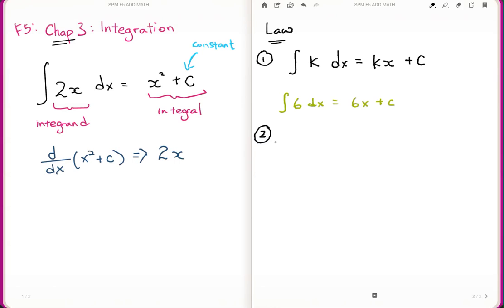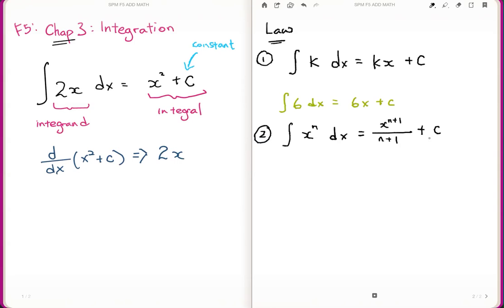Second law. Integrate x to the power of n, of any number other than minus 1, dx. For this one, integration is about adding to the index, so there are some rules you need to know. That will be x to the power n plus 1, over the index number, n plus 1. We have learned about index in Form 4. And don't forget about a constant, c.